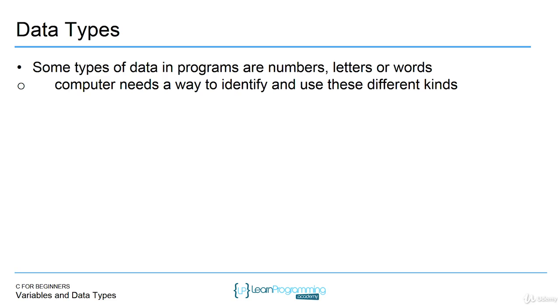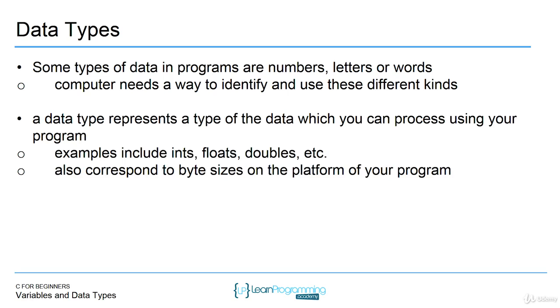And you can also have alphanumeric or strings or characters. So the computer, depending on that type of data, needs a way to identify it so that it can do certain things. It really just affects the size of the data in memory, how it's stored. So a data type represents a type of the data which you can process using your program. Examples of types of data I mentioned: numbers, letters, and words.